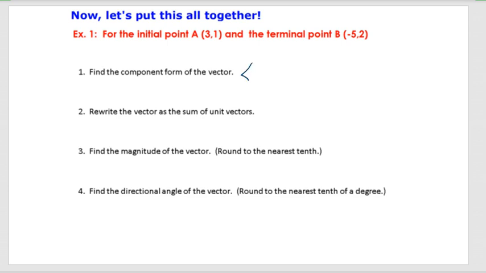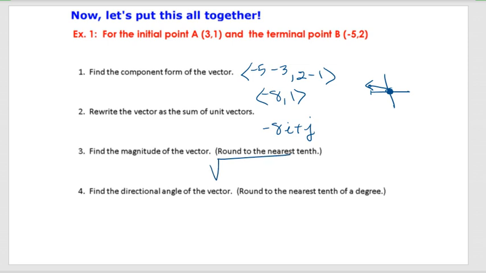Find the component form. So I would take -5 minus 3 and 2 minus 1. So that would give me <-8, 1>. Now, just so I know where that's located, <-8, 1> is about here, coming from the origin, of course. I did increase the size of my origin so you could tell. Rewrite it as the sum of unit vectors. Well, that's -8i plus j.